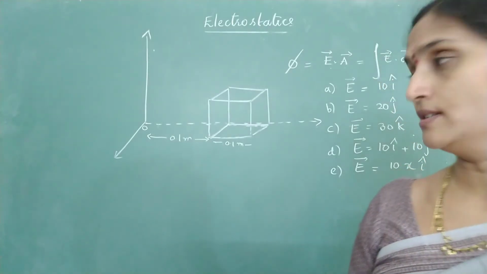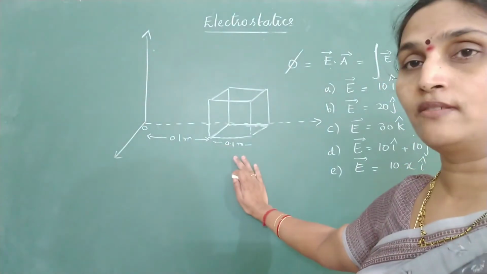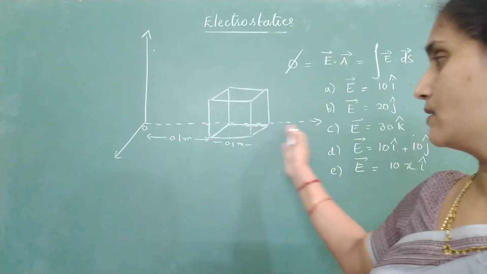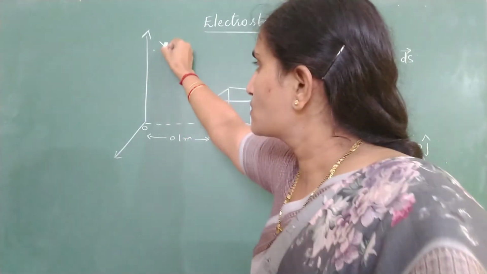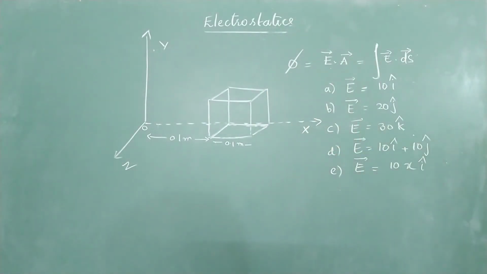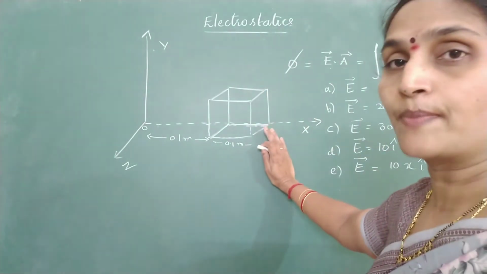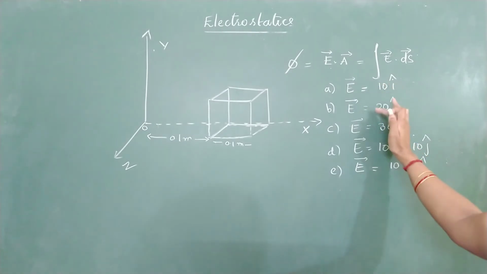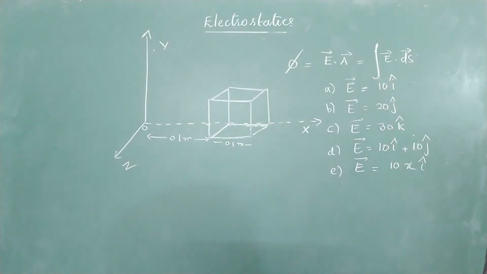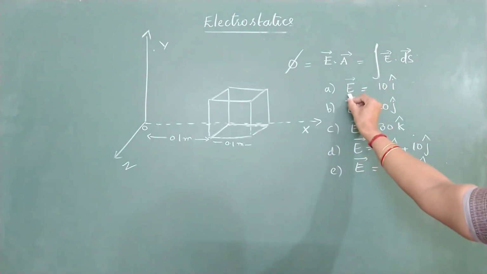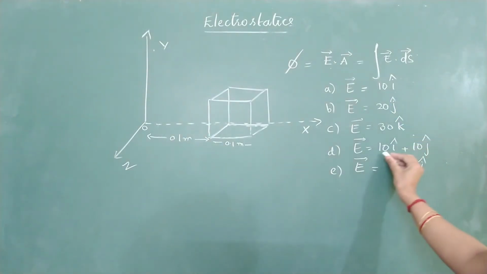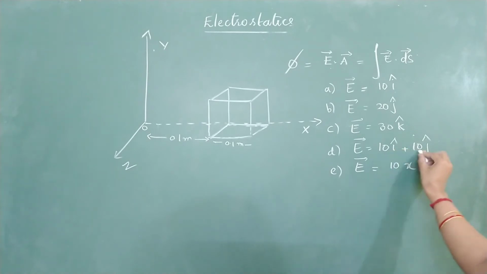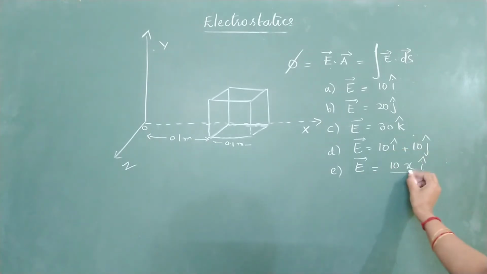Look at this question. There is a cube whose side is 0.1 meter, which is placed in a 3-dimensional space as shown in the figure. They are taking this as x, y and z axis. The question is find out the net flux passing through the cube with electric fields varying according to these relations. Say in the first case electric field is along x axis, y axis, z axis. Electric field is in both x and y directions. In the last case, electric field is variable. It is varying with distance x.